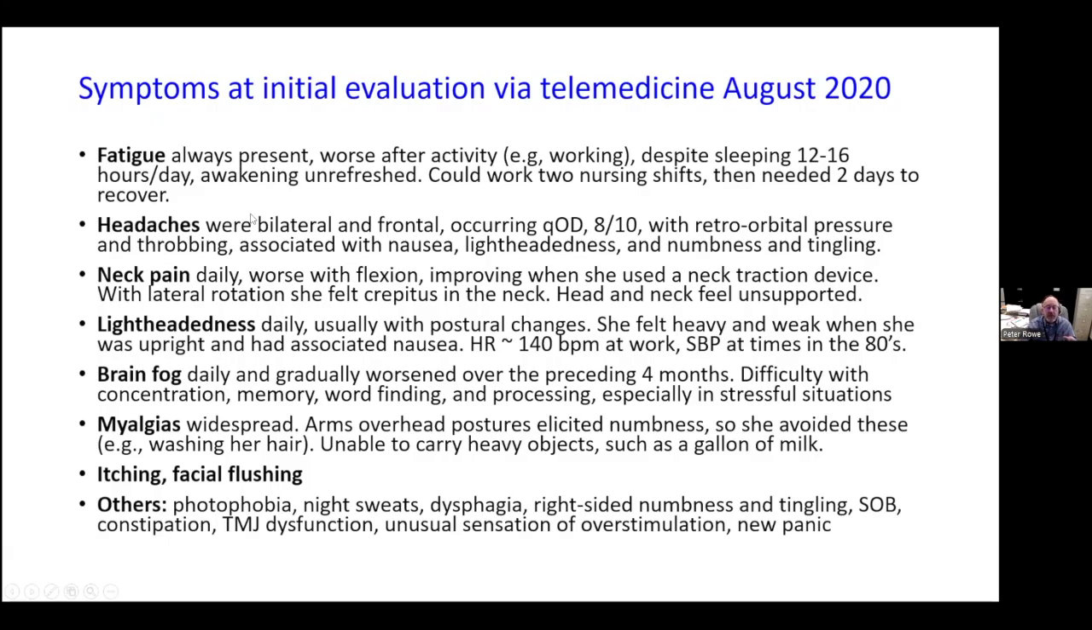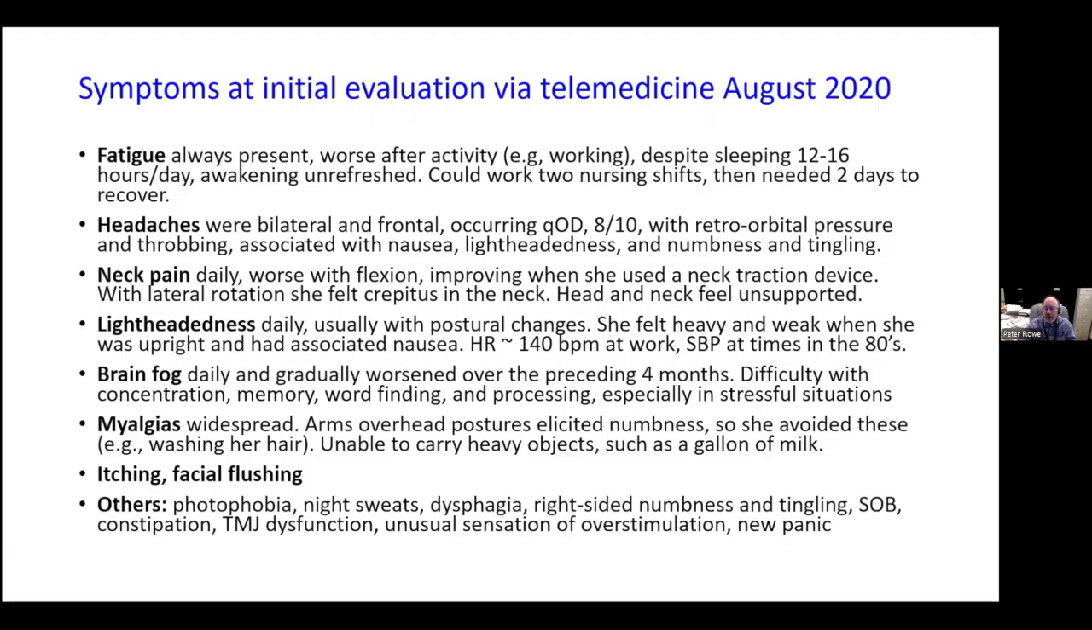She had fatigue that was always present, worse with any activity, despite sleeping up to 16 hours a day, and she would awaken unrefreshed. As a nurse early on, she could work 2 nursing shifts, but then she'd need 2 days to recover. She had a lot of headaches that were bilateral and frontal at an 8 out of 10 severity, and she had a lot of pressure and throbbing behind her eyes. Headaches were associated with a lot of other symptoms: nausea, lightheadedness, numbness, and tingling. She had neck pain that was occurring daily, worse with neck flexion or bending forward, improving when she found a neck traction device that she could use over the door.